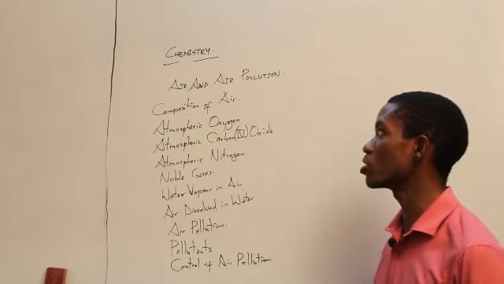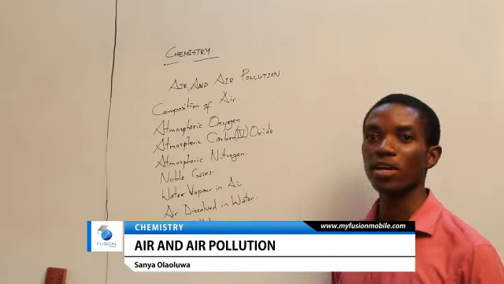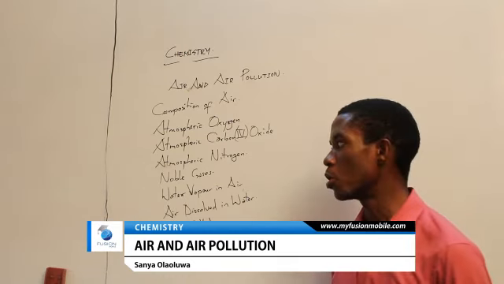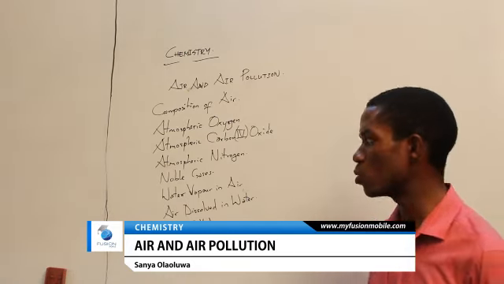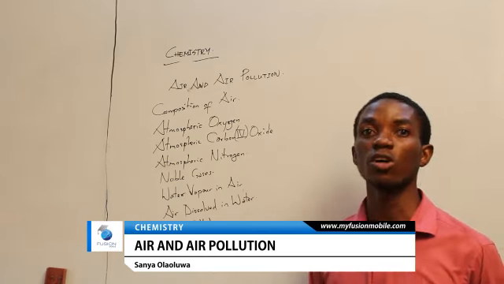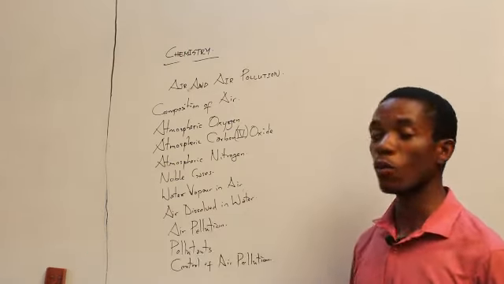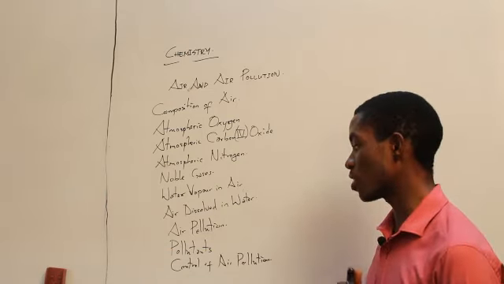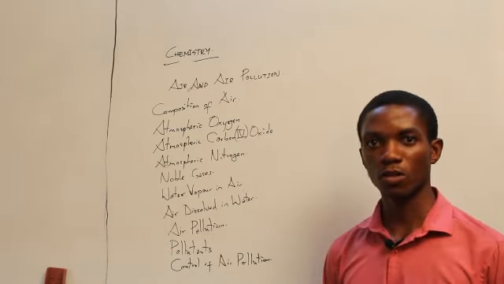In this particular lesson, we'll be considering air and air pollution. We'll look at the constituents of air. We'll talk about atmospheric oxygen, atmospheric carbon dioxide, atmospheric nitrogen, and we'll consider noble gases. Then we'll look at water vapor in air, then at how air dissolves in water. Then we'll consider air pollution, pollutants, and the control of air pollution.